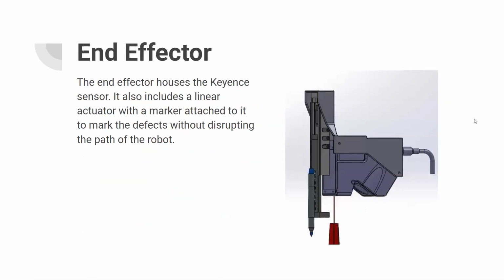So starting with the end effector part, we used an Intel RealSense camera to capture images of the fuselage. It has a disadvantage in that it is unable to detect smaller defects. So it could possibly be replaced by a 3D laser profiler, like a Keyence scanner, which is able to detect even slight defects on the surface. The profiler could be attached to the end of the robotic arm using an end effector, as shown in the figure. It has a linear actuator with a marker attached to it, and the marker is aligned with the center of the sensor's laser field to accurately mark the defects. Next slide, please.